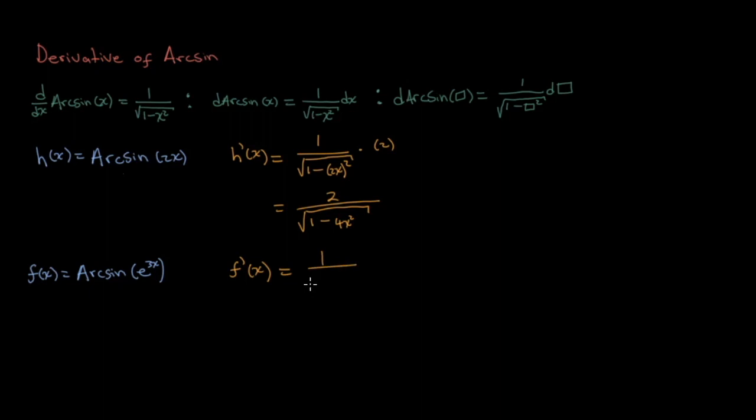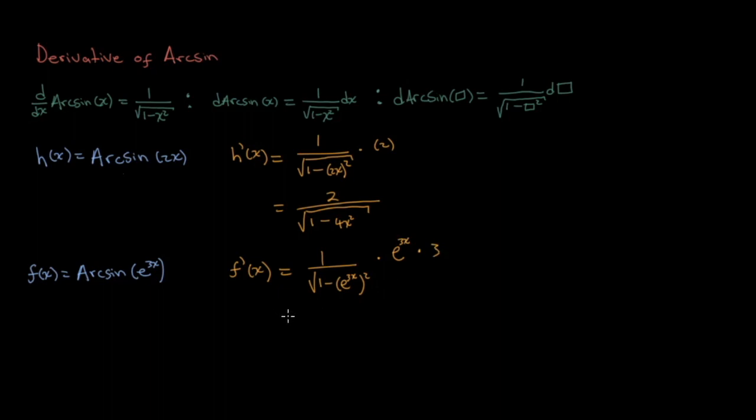the square root of 1 minus e to the 3x, 1 minus this box here. Now what's this box? That would be e to the 3x, squared, times the derivative of this argument here, which is e to the 3x. So the derivative of e to the 3x is e to the power of 3x times the derivative of the exponent, which is just going to be 3.